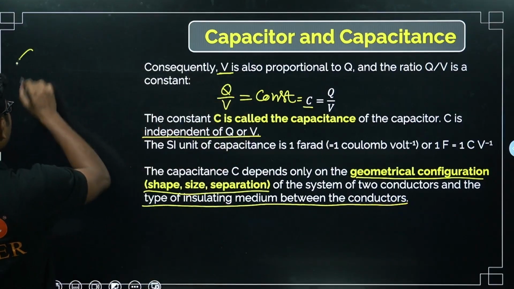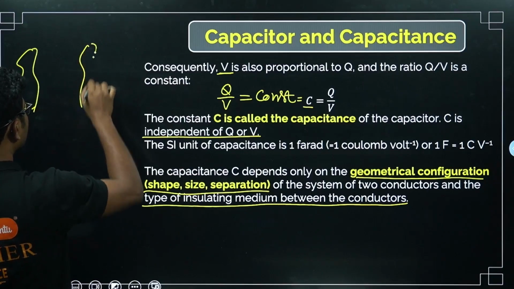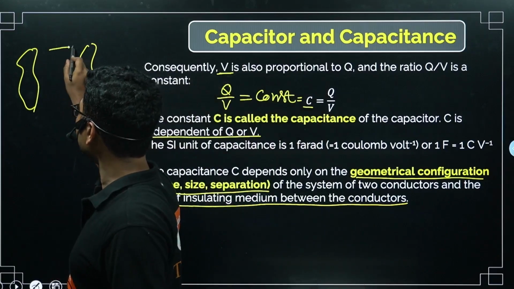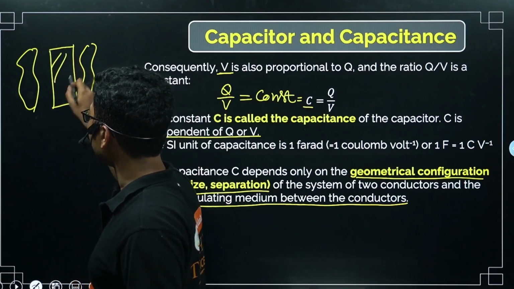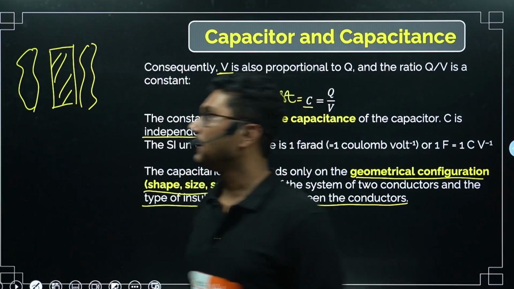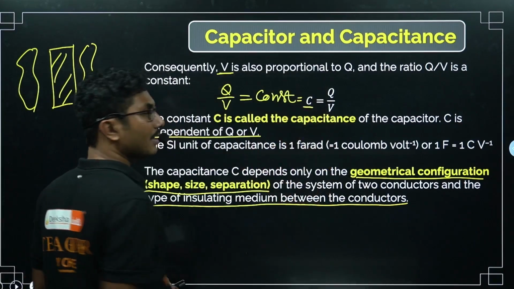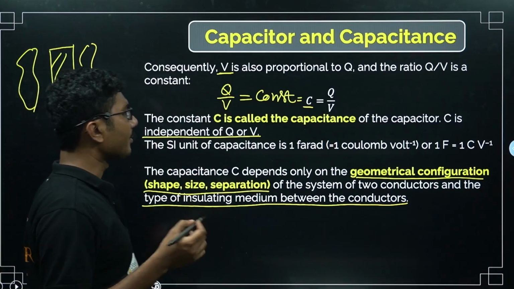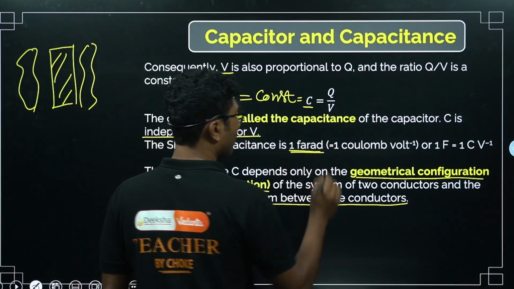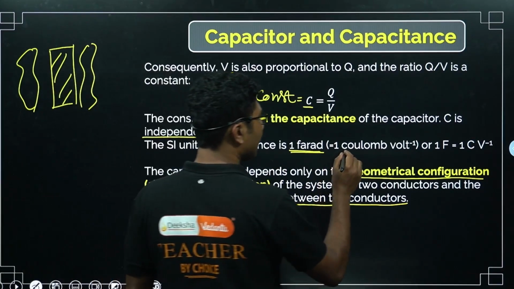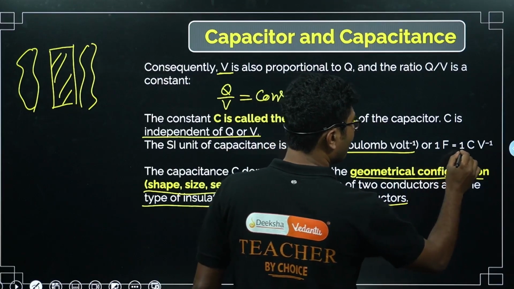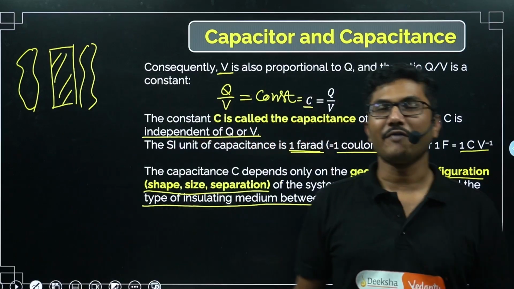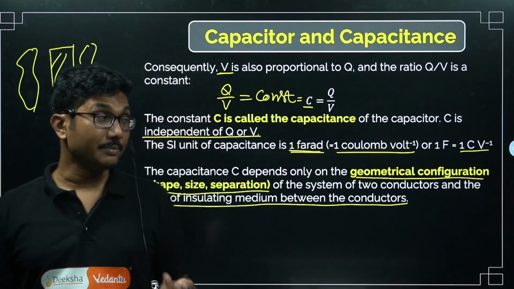There are two conductors, one conductor here and another conductor here. Depending on the shape of the conductors and what lies between them, the insulating medium, the value of capacitance changes, but for a given capacitor, the capacitance is constant. The SI unit of capacitance is 1 farad. 1 farad is basically 1 coulomb per volt, or the symbol is 1 C by V. Both are okay, but remember that the farad is a very high unit, similar to the coulomb.